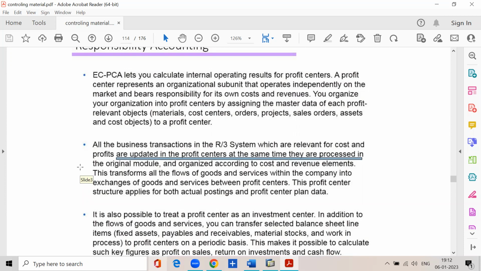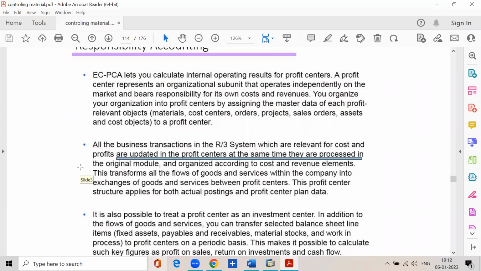Then these expenses accounts are created as primary cost elements in the cost element account. Now, at the time of posting to these expenses, compulsorily we are entering the cost center, right?